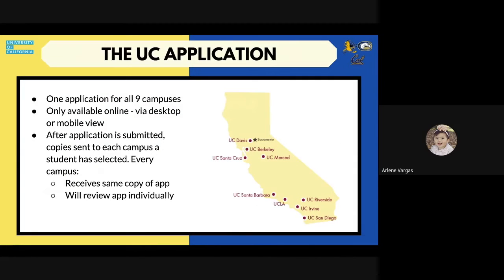Going back to the UC application, this is just one application for all campuses. So you're not going to submit individual applications to each school. It's only available online via desktop or mobile view. Once the application is submitted, copies are sent to every campus that you select. Every campus will receive the same application, and every campus will review the application independently of one another. So UC Berkeley will review your application separately from UC Santa Cruz and any other school that you apply to.